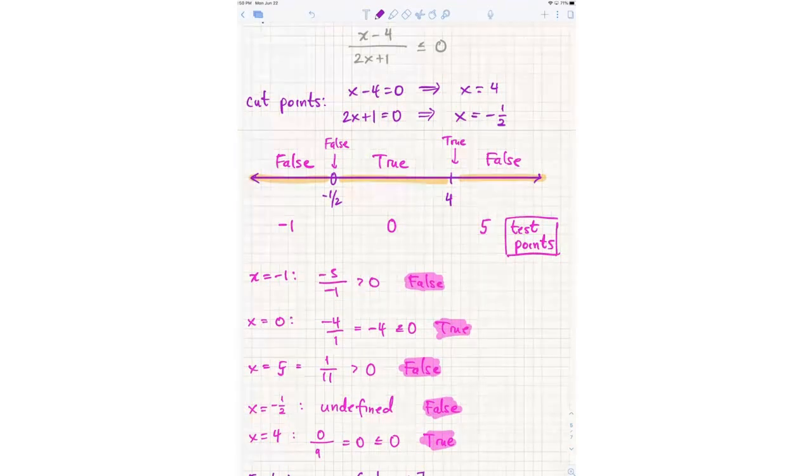Emily asked, this is not what you asked, but why do you have to test at the cut points? The only reason is because of the equal sign. My inequality has an equal sign in it. So it's possible that the cut points kind of fall right on that boundary with the equal sign. If this were a strict inequality, like if this were just less than, you would not have to test the endpoints. The endpoints are automatically false.